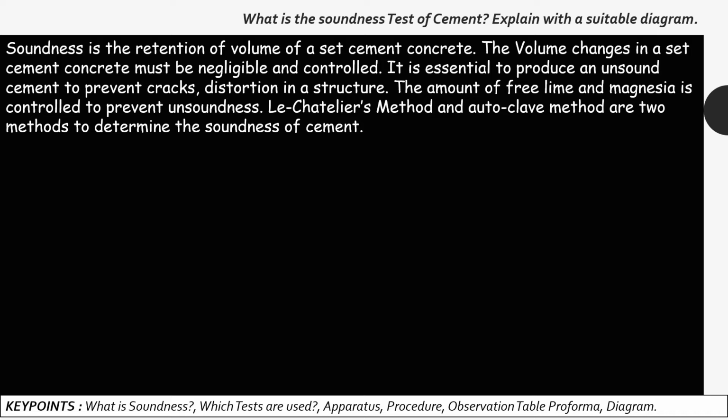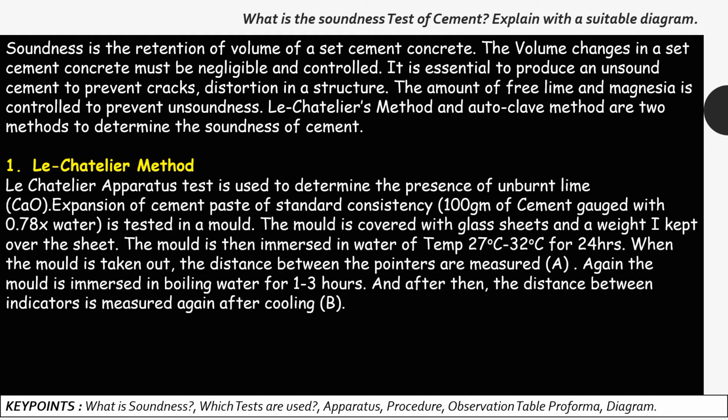Now, soundness can be measured by two tests: Le-Chatelier's method and the autoclave method. First, let's discuss the Le-Chatelier method. The Le-Chatelier apparatus is used to determine the presence of unburnt lime, which is known as calcium oxide, CaO. Now, expansion of cement paste of standard consistency, that is 100 gram of cement mixed with 0.78 times of water, is tested in a mold.